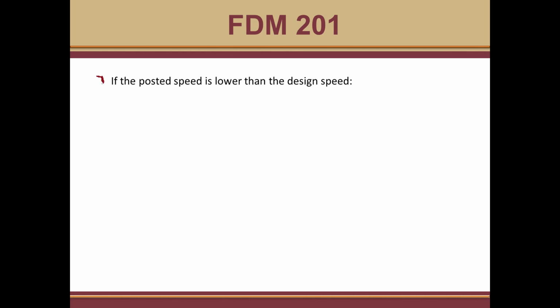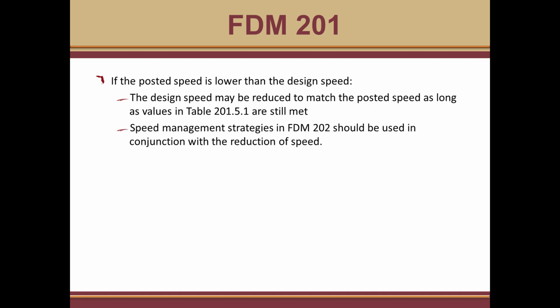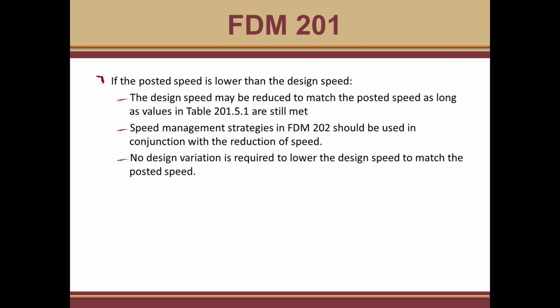On the other hand, if you have a posted speed that's lower than the original design speed of the roadway, then you can reduce that design speed as you introduce new elements to try to move the roadway to be more in line with the way that it's actually operating, as long as you meet all the values in table 201.5.1. And you can also refer to the speed management strategies in FDM 202 that can be used in conjunction with the reduction of the speed. And there's no design variation required when you are lowering the design speed to match the posted speed.